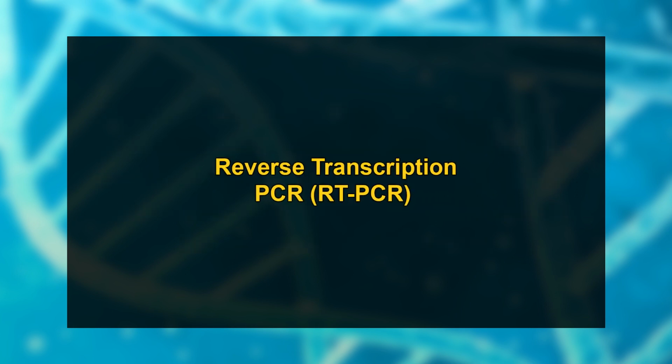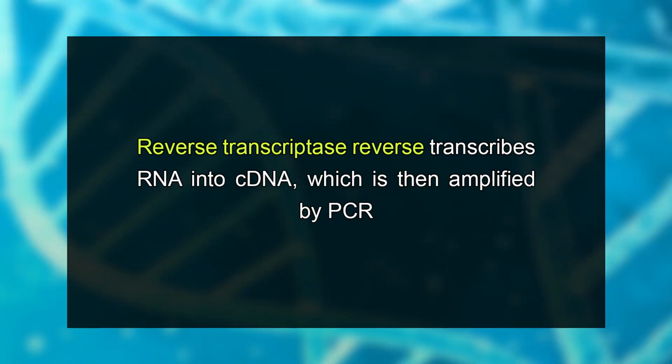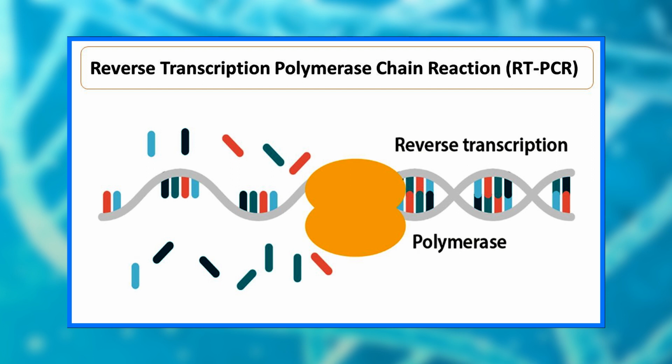Reverse transcription PCR or RT-PCR is used for amplifying DNA from RNA. Reverse transcriptase reverse transcribes RNA into cDNA, which is then amplified by PCR. RT-PCR is widely used in expression profiling to determine the expression of a gene or to identify the sequence of an RNA transcript, including transcription start and termination sites.